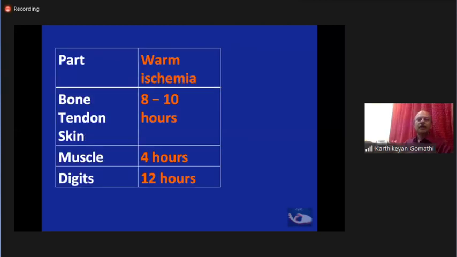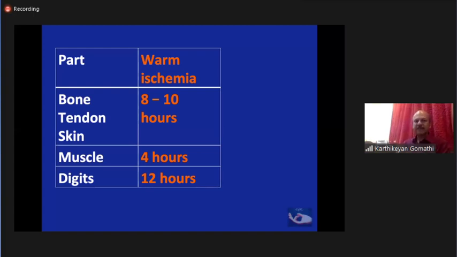So, how do the tissues react in warm ischemia time and cold ischemia time? The bone, tendon, and skin, as we have seen, are more resilient to drying up or hypoxia. So warm ischemia can be up to even 8 to 10 hours. You can possibly replant it even after 10 hours even if it has not been preserved.